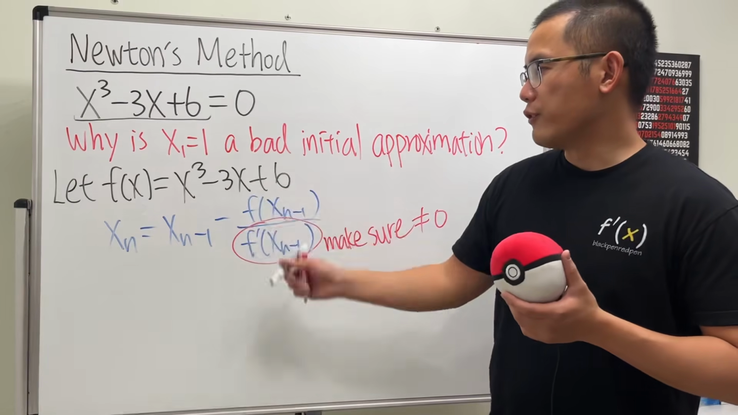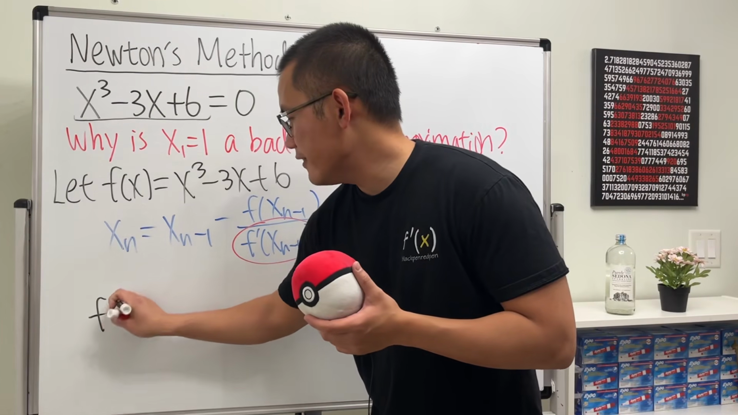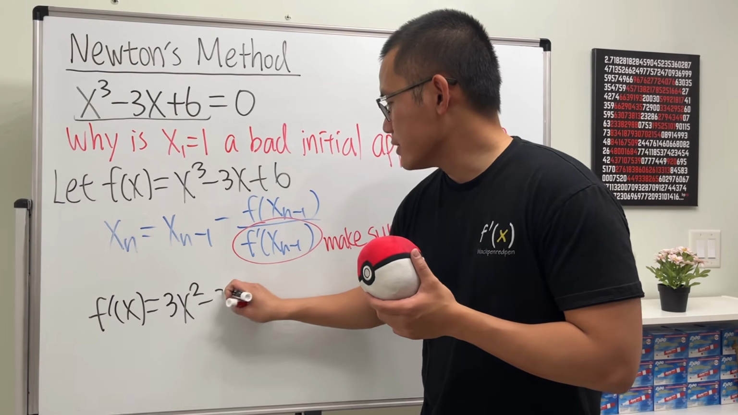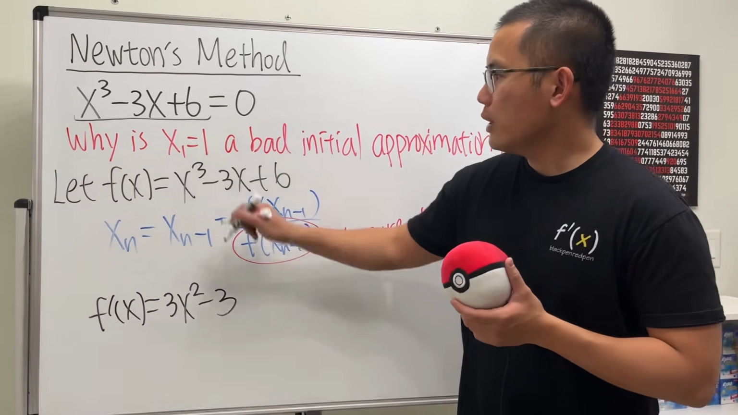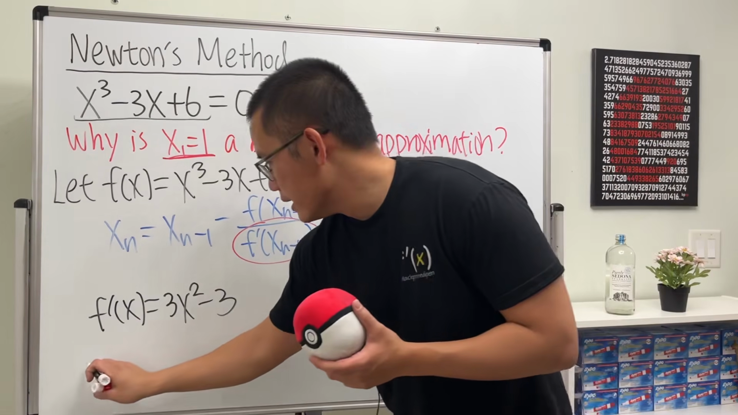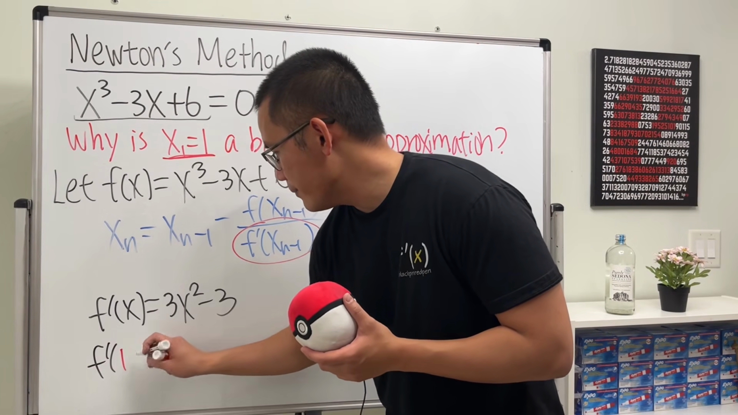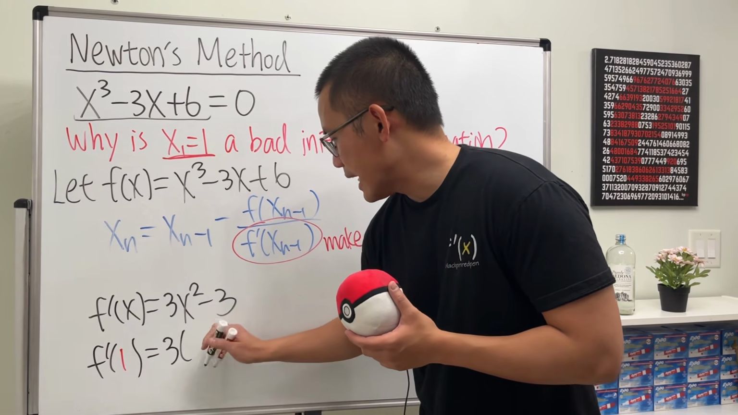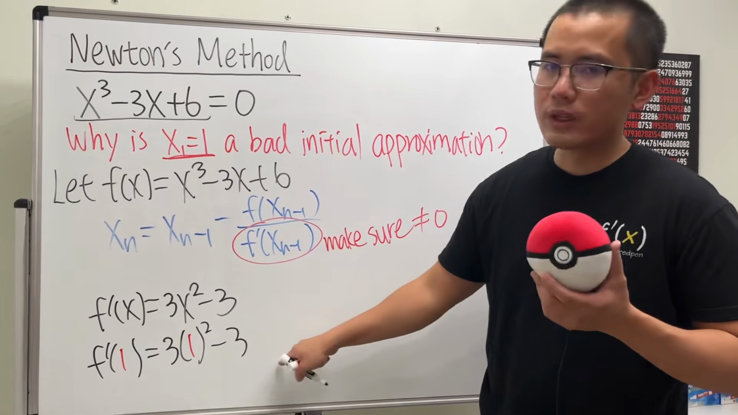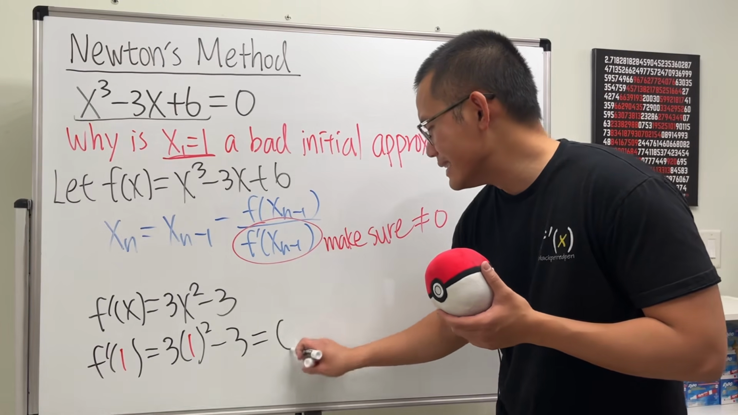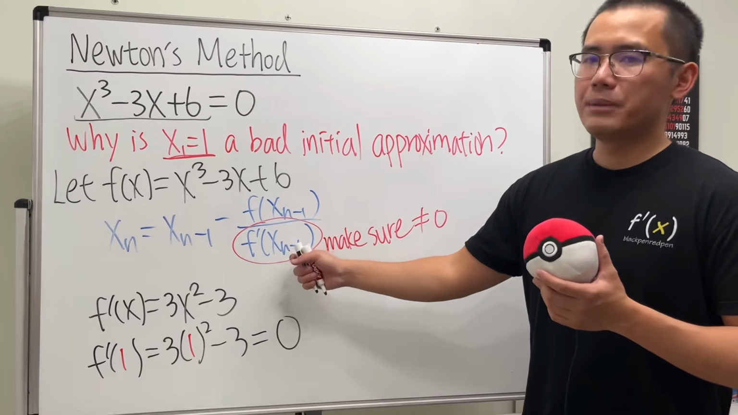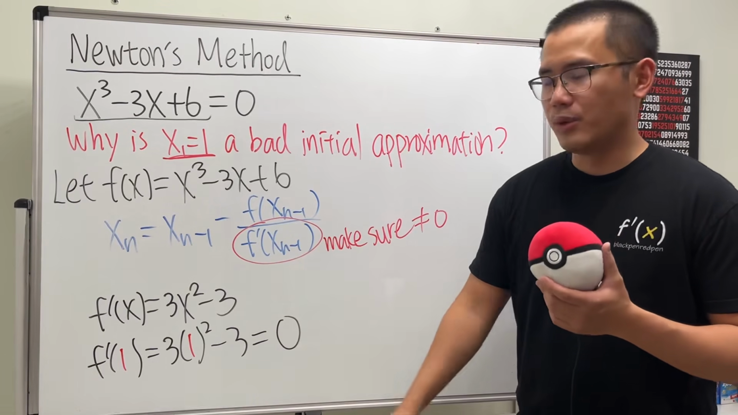So if we differentiate this real quick, we see that f prime of x is just equal to 3x squared minus 3. And if we want to use x1 equal to 1, we see the derivative over there is going to be 3 times 1 squared minus 3, and if we work that out, we end up with 0. Imagine if we put 0 on the bottom here. Of course, it's no good.